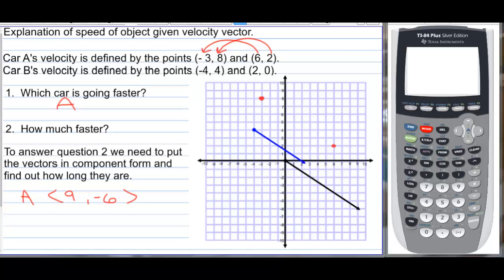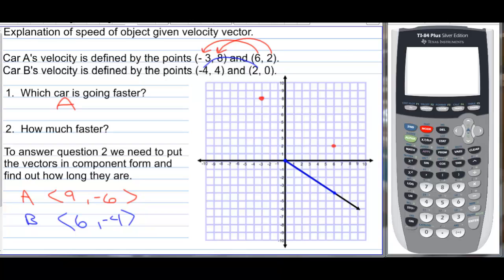All right, so now vector B, its component form, is 2 minus -4. That's 6. So to go, let's see, 1, 2, 3, 4, 5, 6. Yeah, it's 6 over. And 0 minus 4, that's -4, so 4 down. Now we've taken this and moved it here by putting it in component form.